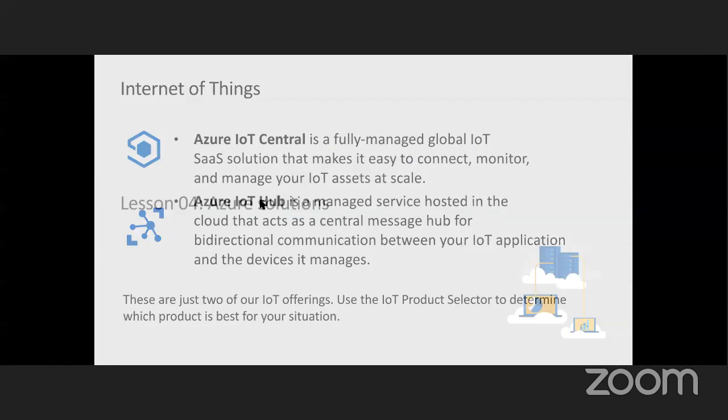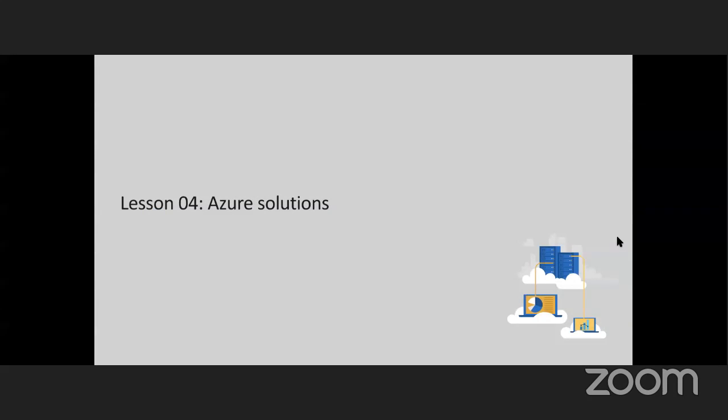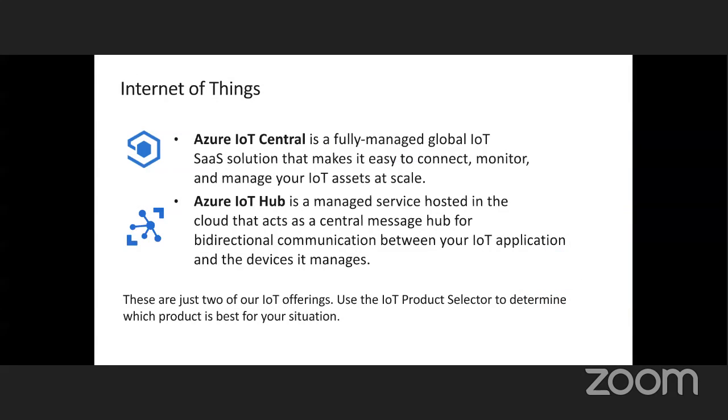So an IoT Hub is a managed service hosted in the cloud that acts as a central message hub for bi-directional communication between your IoT application and the devices it manages. So these are only two of the IoT offerings. And if you want to determine which product is best for you, you can use the product selector, the link that I just posted on Slack.